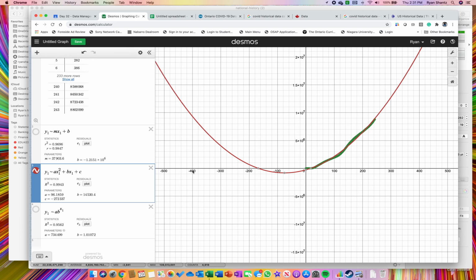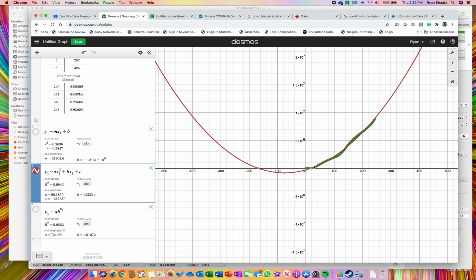Right? At day negative 400, so sometime at the end of 2018, there weren't nearly 10 million cases. So I need to put some caveats around this. I think this parabola is a good approximation of the data for all values of x greater than 0. So I don't believe that this quadratic is a good approximation for the past. I think it's only good for the future.